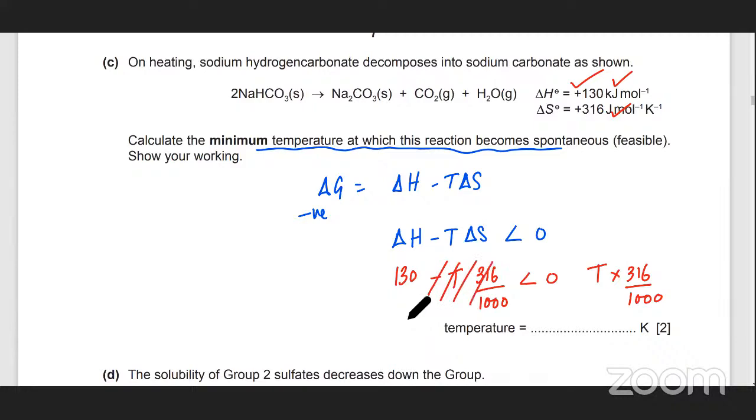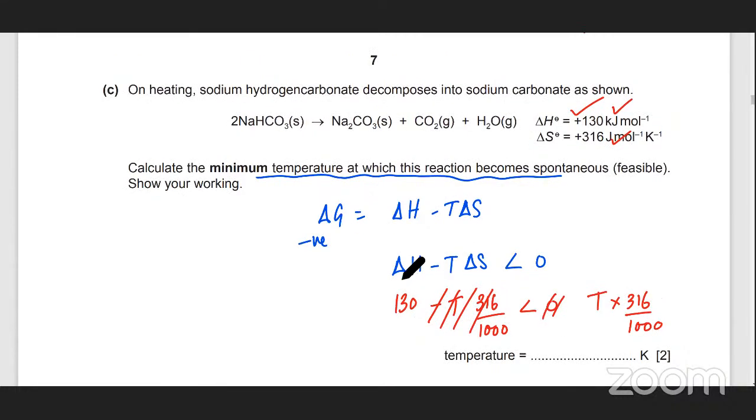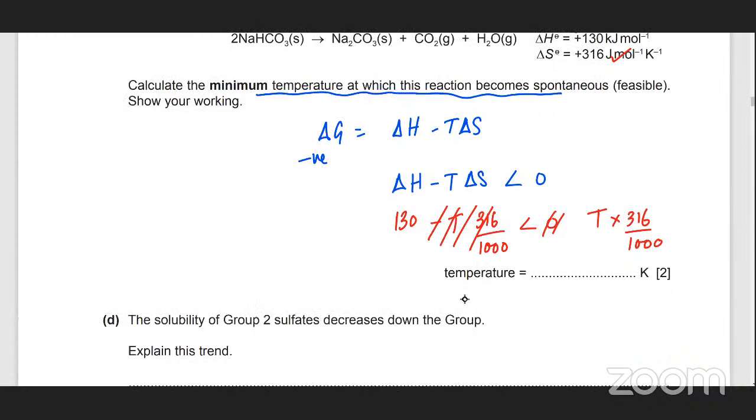ठीक है, तो मैं I've taken this to the other side, and then you have to do is कि T निकालो, this should be taken to the other side, so it's going to be 316. So your T would be greater than this thing. क्या temperature आ रहा है? Is it 41.08? कितना?